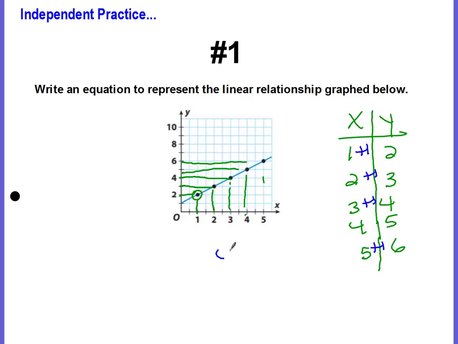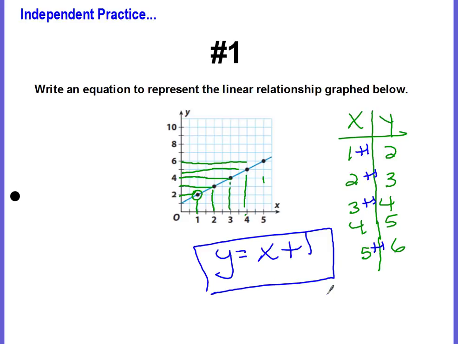So let's write our equation. We're going to determine the output, the y value, by adding 1 to x. So y equals x plus 1. That is your linear equation. And that's all there is to it.